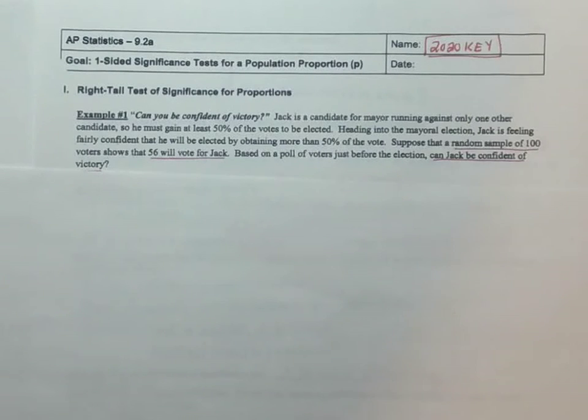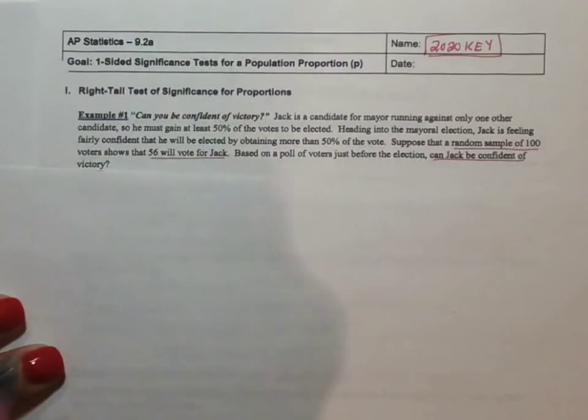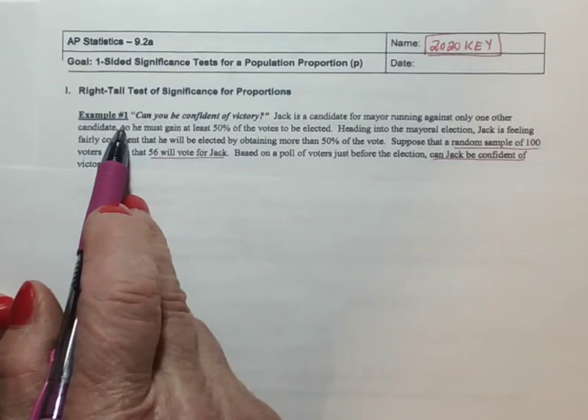We're going to talk about one-sided significance tests for a population proportion. And the population proportion is P, and remember that proportions are percents. So today we're going to do two examples. I'm going to walk you through the first example, and then the second example, I want you to pause the video and do it yourself and then come back and check your work. So let's get started. Example number 1.